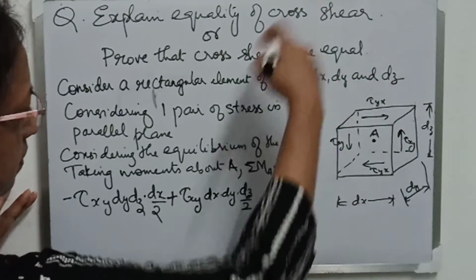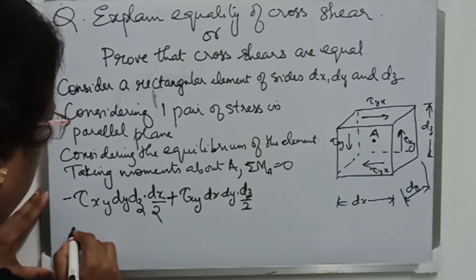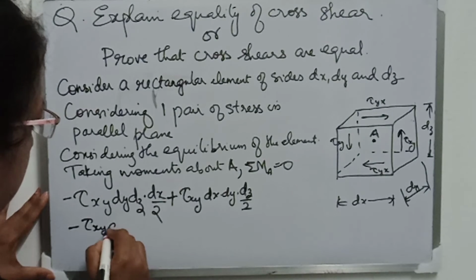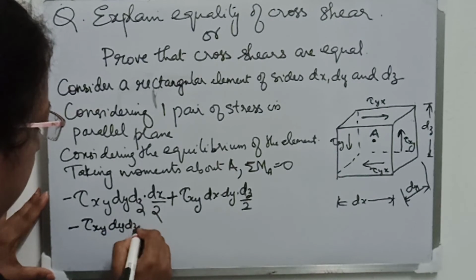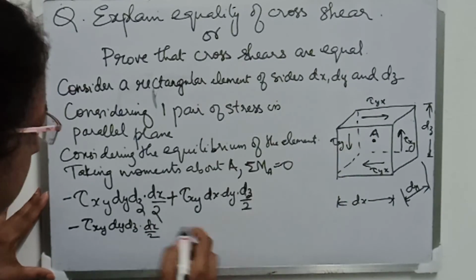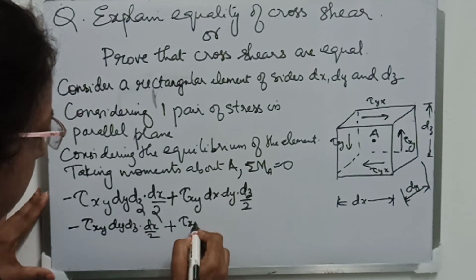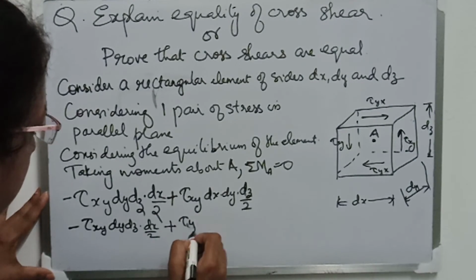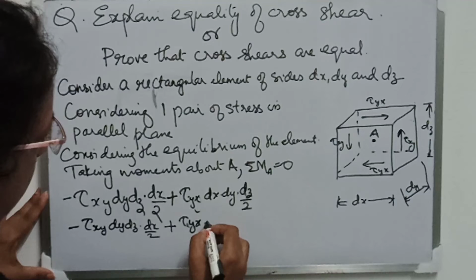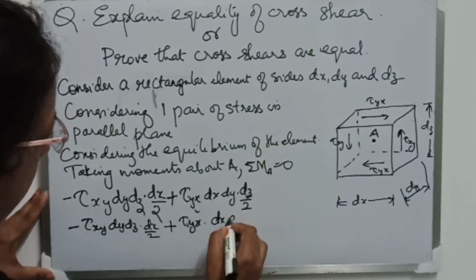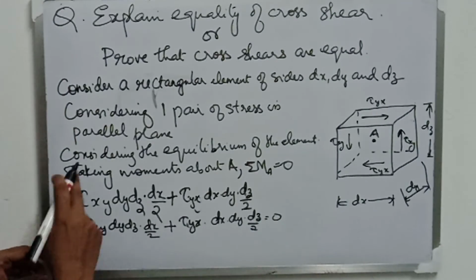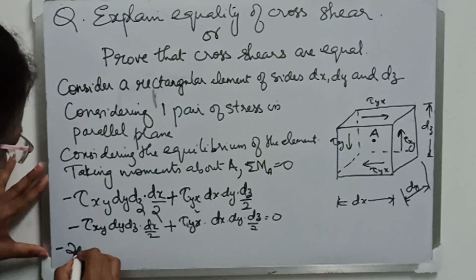Next let us consider this moment. That will be an anti-clockwise one, so I am putting a negative sign. The shear stress is tau xy and the area on which it is acting is dy into dz, and the distance is dx by 2. Next one is a clockwise moment, that is the shear force corresponding to the shear stress tau yx in the base plane. It is acting on an area dx into dy, and the perpendicular distance is dz by 2. The sum of all these is equal to 0.